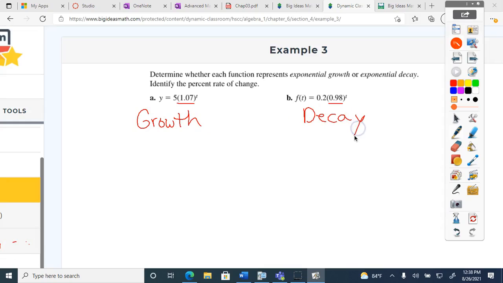Do you have to write growth, or can you just write increasing? No, it's what it's asking. Determine whether each function represents exponential growth or exponential decay. Okay? It also wants you to identify the percent rate of change. So they want us to find R. Now R is easier to find on the growth ones than it is on the decay ones. Because with the growth ones, you can really just kind of look. What was R on the growth there?